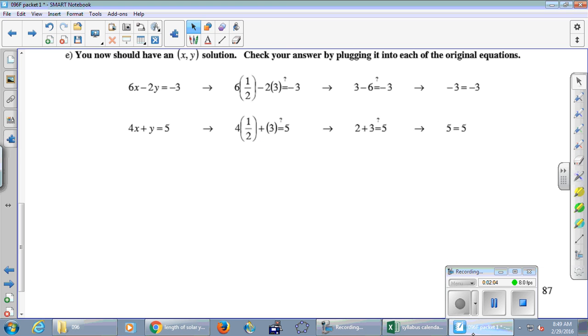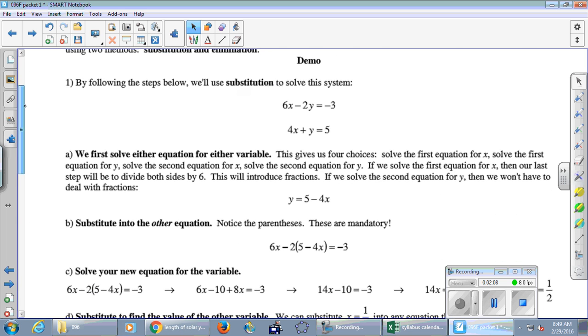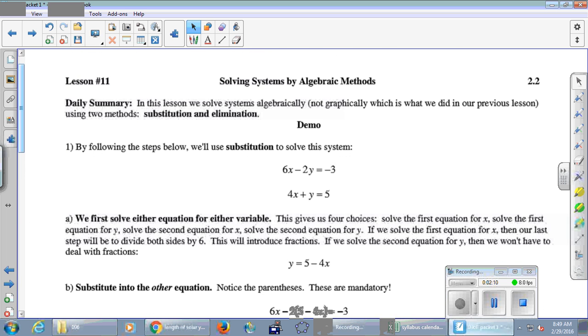All right. So here at the top of page 87, we're just going to kind of jump around a little bit. We're going to talk about 2 techniques. One of them is called substitution. One of them is called elimination. We're going to use substitution first to solve this particular system of equations right here.